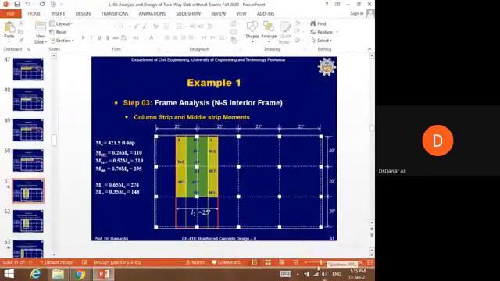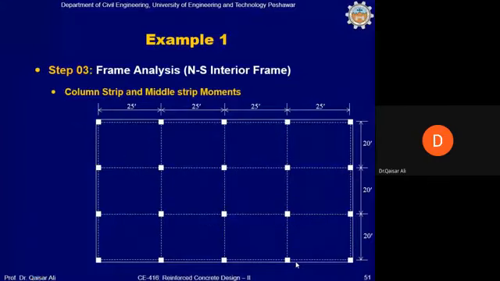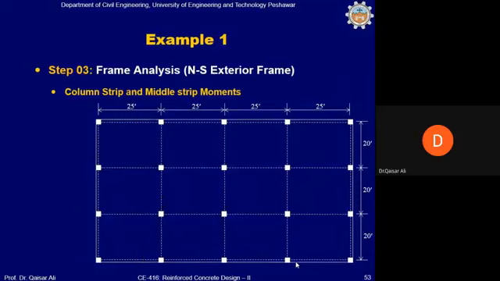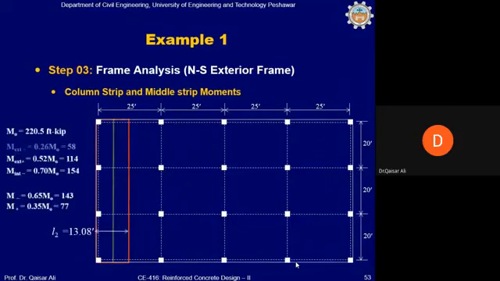Okay, so let's now complete this design example. These are the values. You can compare your values with these values for the exterior strip. I hope you have calculated the correct values.